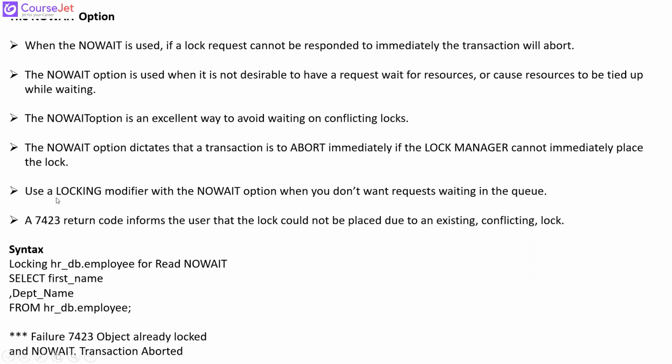Use the locking modifier with no wait. Let's see an example here: locking the HRDB employee table for read access with no wait. In that case, if there are already any locks present on this table, it will fail with this error code: 7423, object already locked and NOWAIT, transaction aborted.